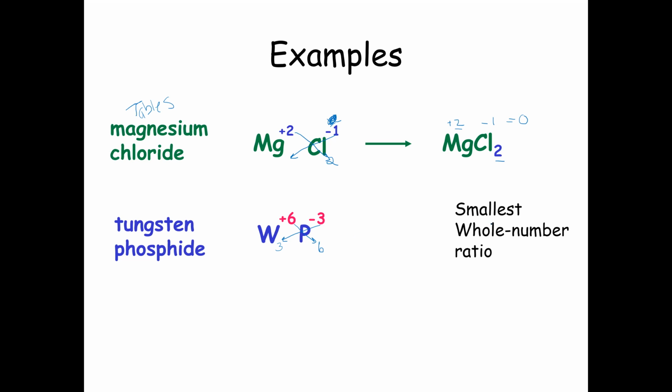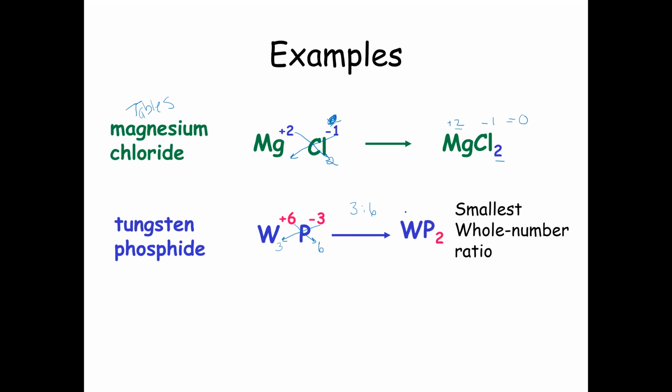So notice how I have written over here, the smallest whole number ratio, right? Elements combine in the simplest whole number ratio. A 3 and a 6, right? This is a 3:6 ratio between the tungsten and the phosphorus. That's not the smallest whole number ratio. So I need that to become a 1:2 ratio because these are both divisible by 2, right? So this is a 1:2 ratio.